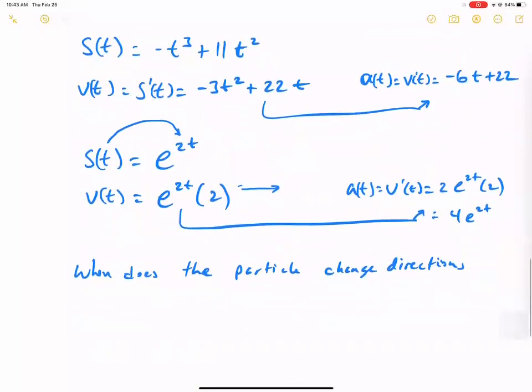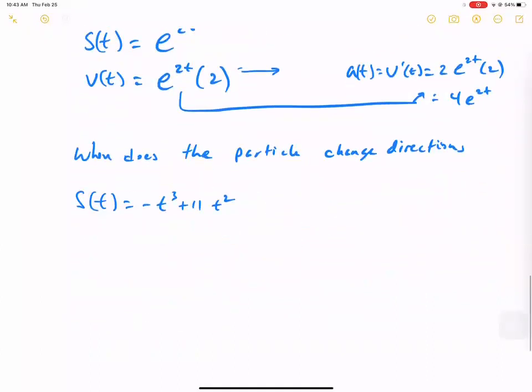Okay. So let's go ahead and take our last problem. s of t is equal to negative t cubed plus 11t squared. Now, when does this particle change directions? And just like us looking for maximum and minimum values with regular polynomials, regular graphs, we have to first find when the velocity is equal to 0.